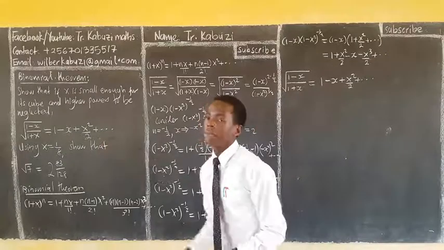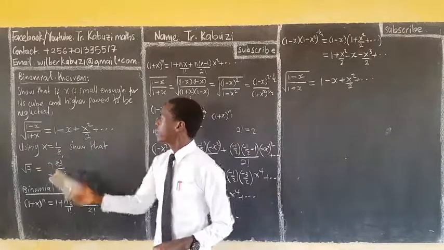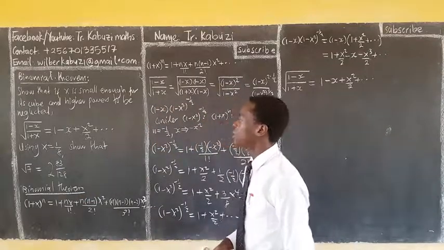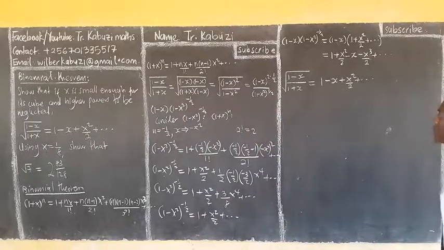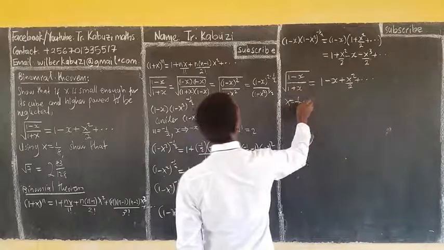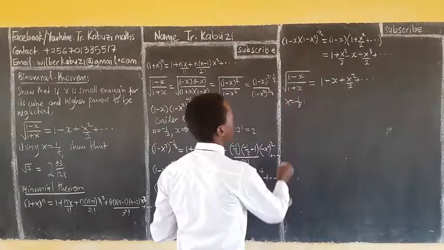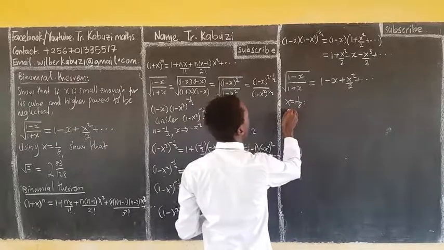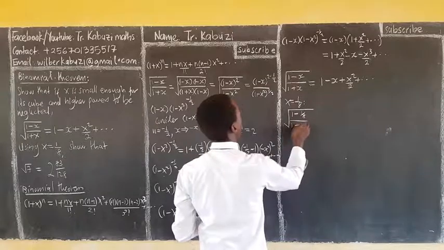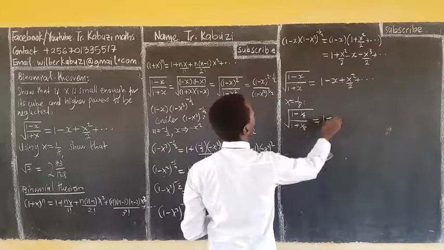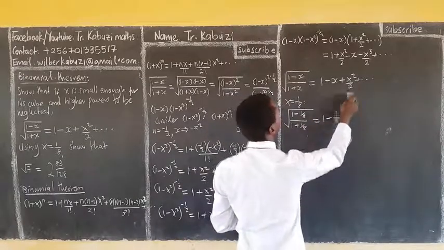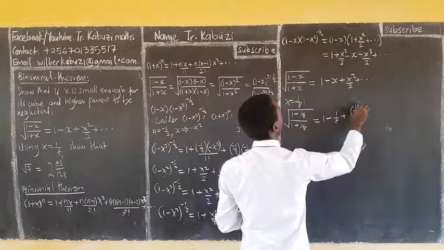So understand that's the proof we have to show. Then using x equal to 1 over 8, show that that is true. We are just going to put it into that formula. So now we are putting that our x is 1 over 8. If we put it here, we shall be having the square root of 1 minus 1 over 8 over 1 plus 1 over 8 equaling 1 minus, where is x? We are putting 1 over 8, then plus, this will be 1 over 2.